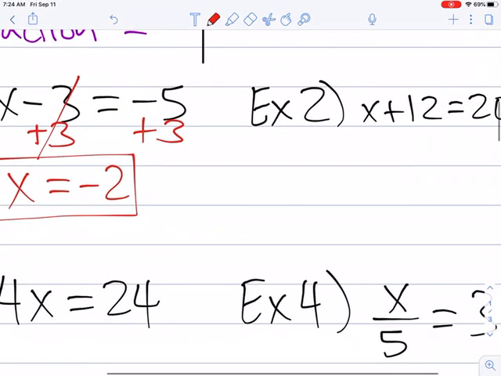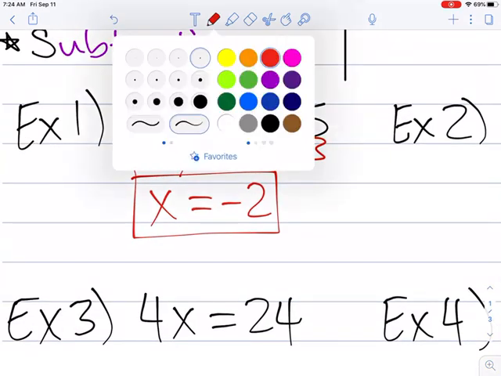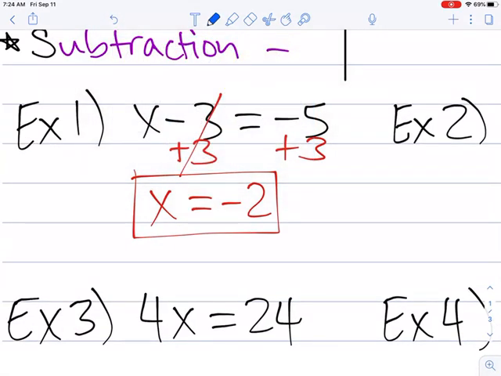Now guys, if I plug this negative 2 in, this is how math works. You can check your answers. If x is negative 2, then instead of the x, I can say negative 2 in place of the x and minus 3 has to equal negative 5. If you put that in your calculator, negative 2 minus 3, that does indeed equal negative 5. So when you solve, what that means is when you plug it back in, that equation has to be true.